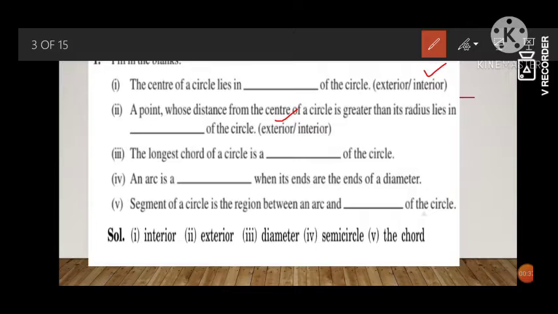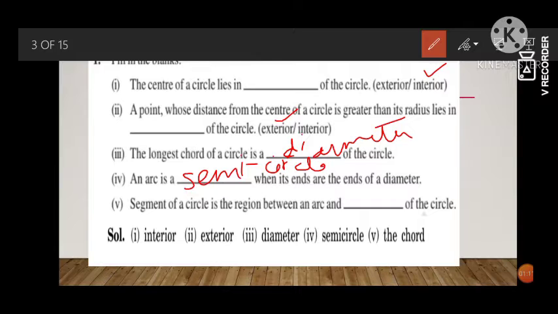Number 3. The longest chord of the circle is a diameter of a circle. So your next answer is diameter. An arc is a dash when its ends are the ends of the diameter. So the answer to this question is semicircle. So the arc is a semicircle when its ends are ends of the diameter.